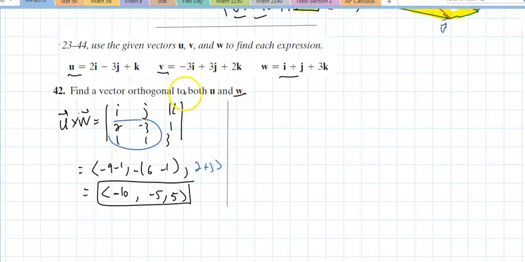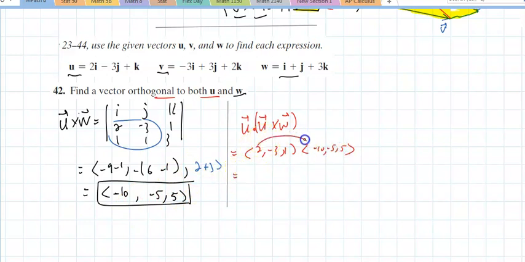Now, we could check our work. We want it to be orthogonal to both. Well, let's see. If we take U and dot it with U cross W, should we get a 0 if these are orthogonal? U is 2, negative 3, 1. And U cross W is negative 10, negative 5, and a 5. And if I dot those, that's negative 20 plus 15 plus 5, and that is negative 20 plus 20, which is 0.